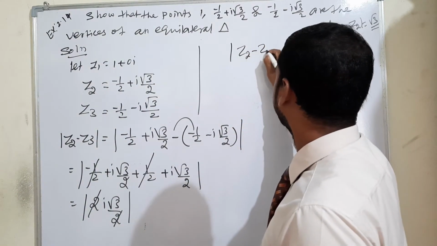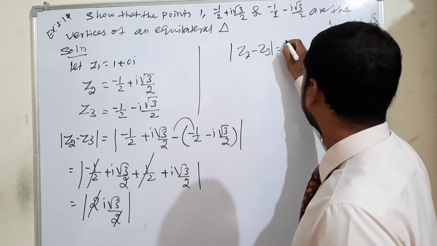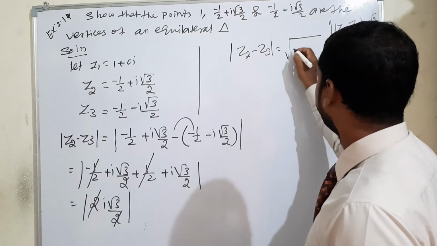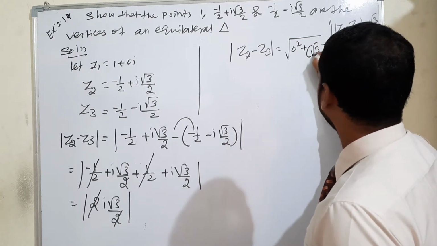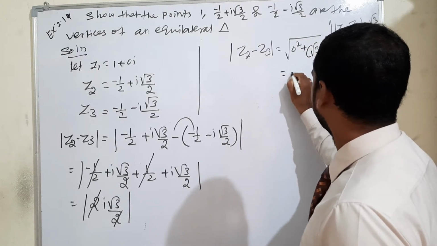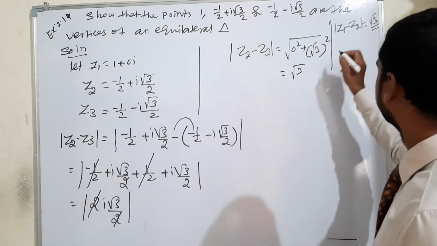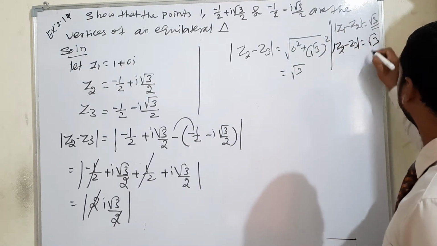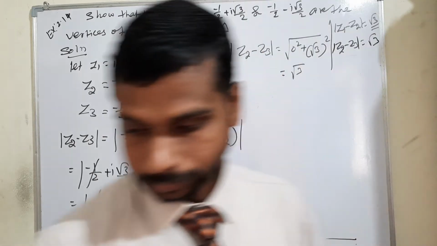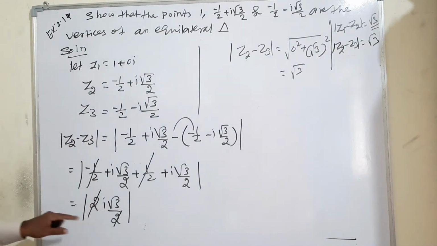Modulus of Z2 minus Z3 is equal to, taking the square root, 0 square plus root 3 the whole square. Therefore only root 3 will come. So modulus of Z2 minus Z3 is also root 3. Then the last condition, Z3 minus Z1.